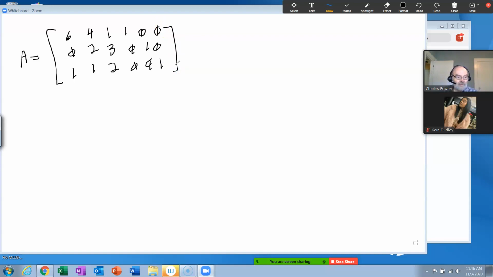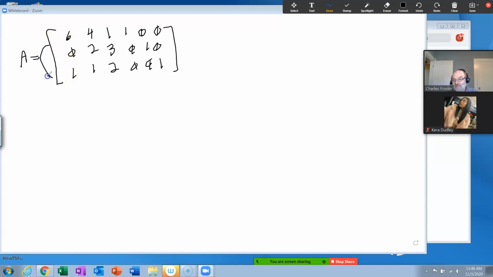And if it gets too hairy, I'll just quit and say get yourself a graphing calculator or some type of package and do it on your own. That's what they suggested. Now the first thing we want is a 1 in the upper left. We have a 6 there. So I'm going to exchange these two rows.